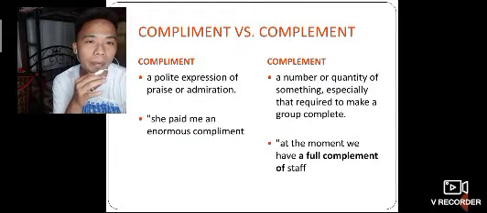Compliment versus complement. Compliment: a polite expression of praise or admiration. Example: she paid me an enormous compliment. Complement: a number or quantity of something, especially that required to make a group complete. For example, at the moment we have a full complement of staff.